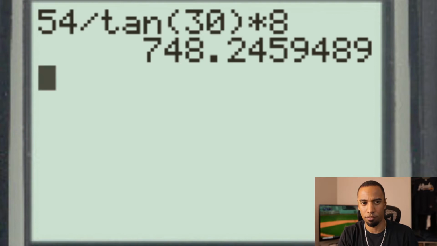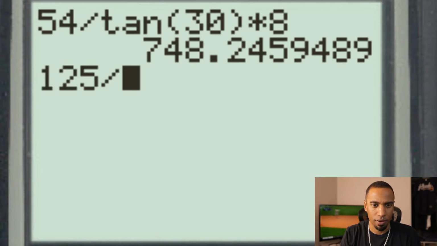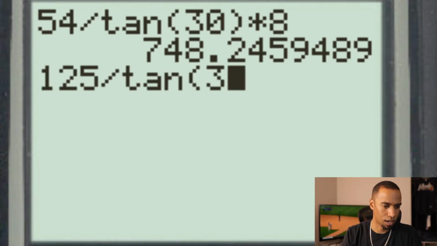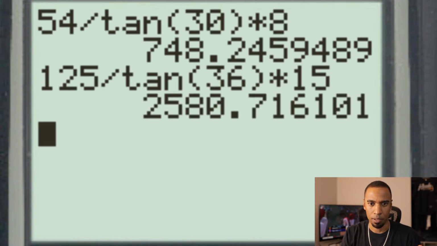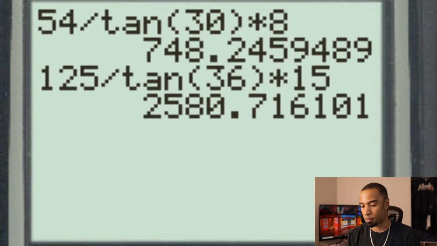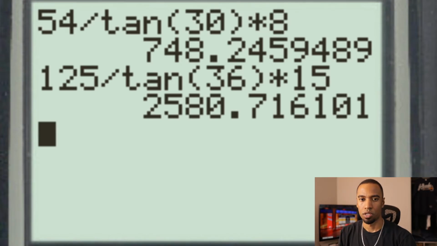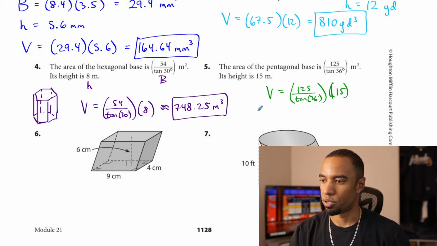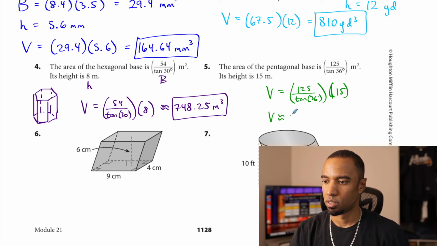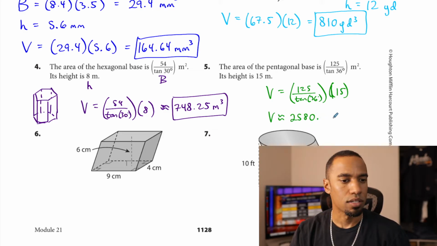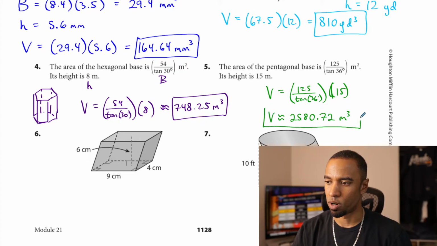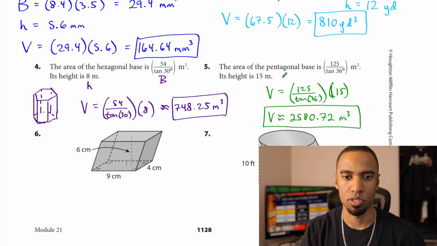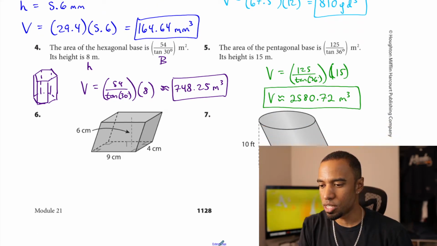So that's 125 divided by tangent of 36. And all that times 15. And that's going to give me 2580.72 as they kick it up. They rounded up to the nearest hundredth there. So 2580.72, once again, cubic meters there. And again, no drawing on those ones. Simple substitution and go. All right, numbers 6 and 7.